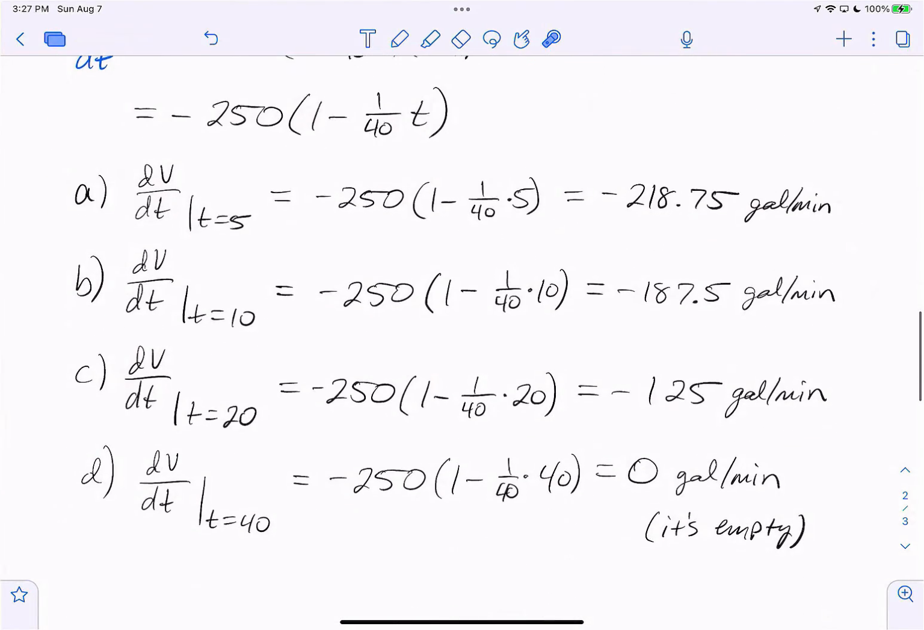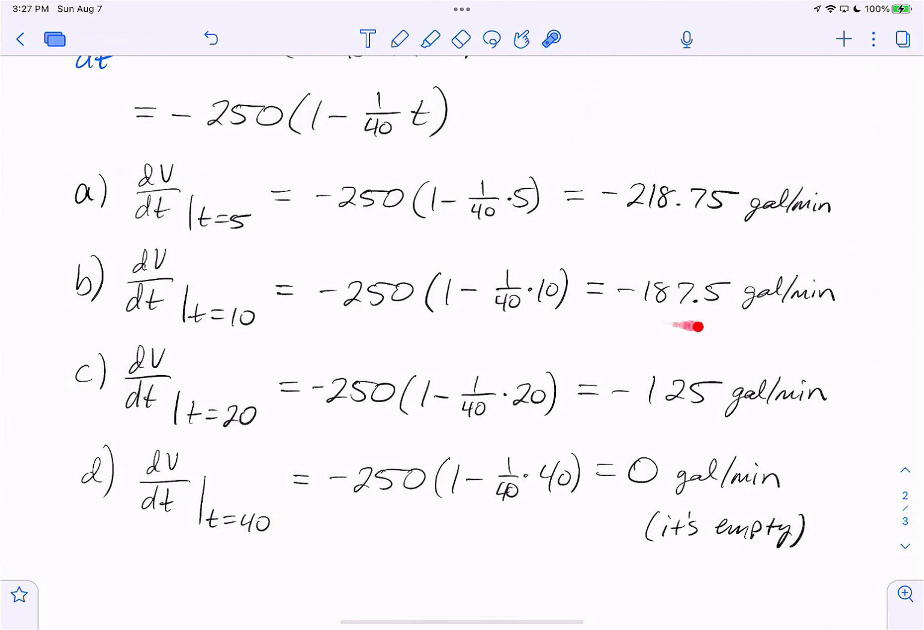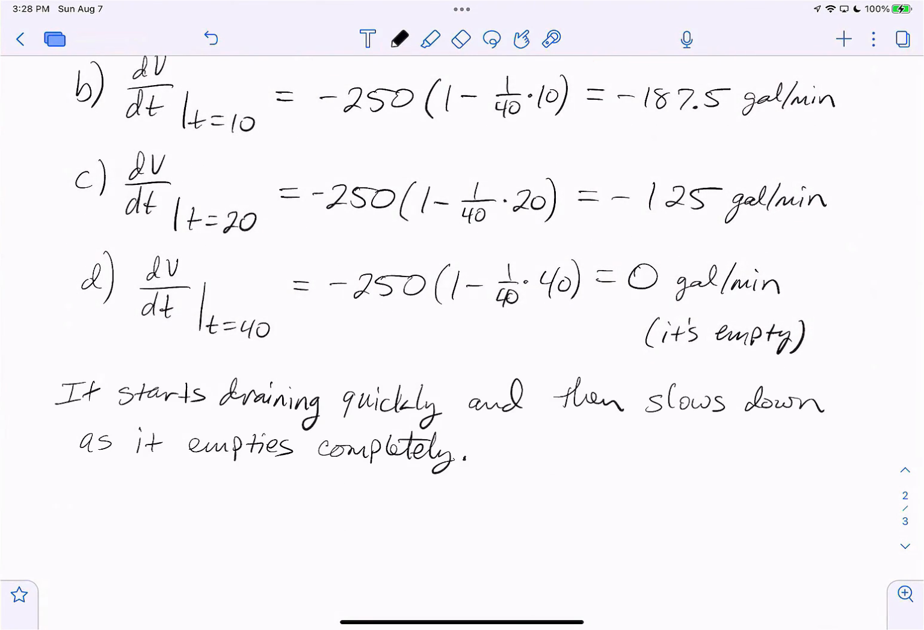And then as we move on, I just substituted 10, 20, and 40 in turn in place of t to get negative 187.5 gallons per minute. Oh, negative. It's draining. Negative 125 gallons per minute and 0 gallons per minute at 40 minutes. It is empty. Clearly, this is draining the fastest when the tank is full, and it's draining the slowest when it's empty. And to summarize the results, we can say it starts draining quickly and then slows down as it empties completely. You may have experienced this if you've ever been somewhere that has a big old thing of coffee or tea or something, and when it's full, it fills your cup up really fast, and when it's not so full, it can take forever to get your cup full.